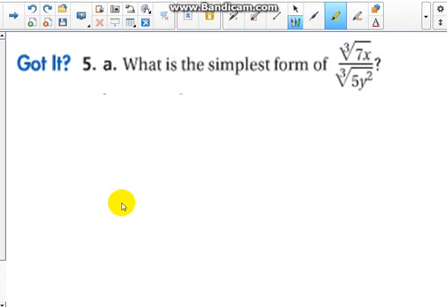So our got it is here. So again, pause and work on this.